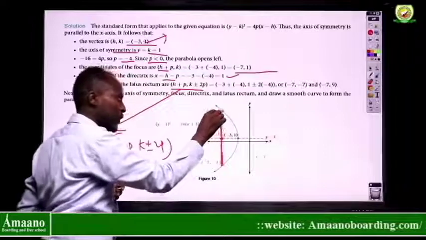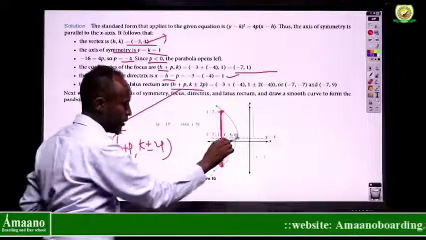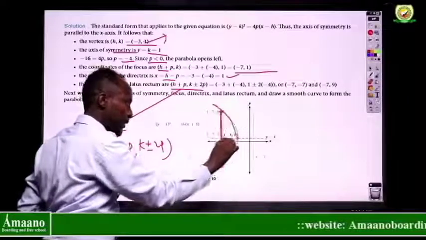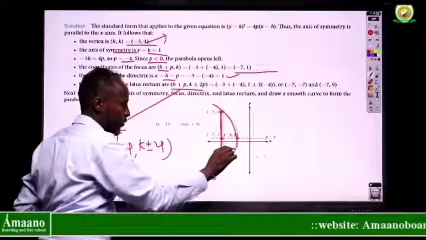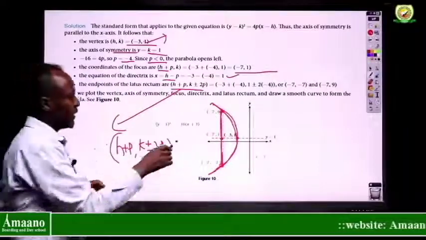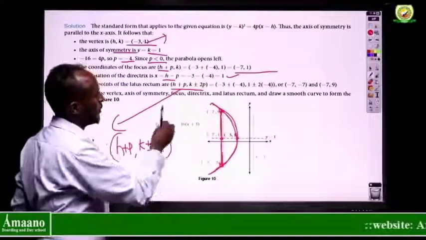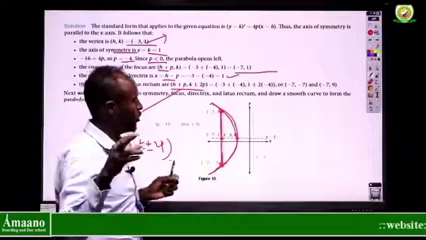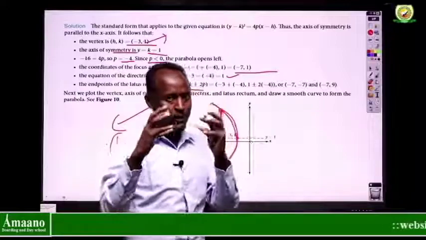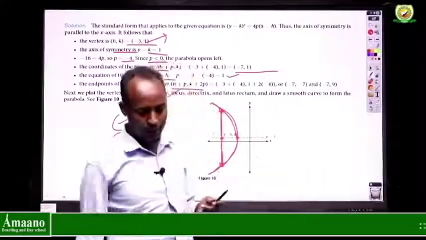Therefore, we have 3 points on the parabola: this point, this point, and this point. If we join these 3 points, we have a very neat diagram. Therefore, this is necessary for drawing a very neat diagram. Today was the introduction to the parabola, which has a vertex at h and k. Then we will continue, inshallah. Assalamu alaikum wa rahmatullahi wa barakatuh.